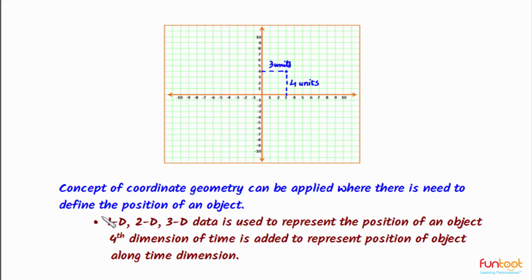Let's summarize what we have learnt in this video. Concept of coordinate geometry can be applied where there is need to define the position of an object. 1-dimensional, 2-dimensional and 3-dimensional data is used to represent the position of an object. 4th dimension of time is added to represent position of object along time dimension.